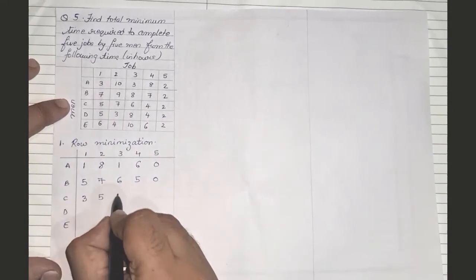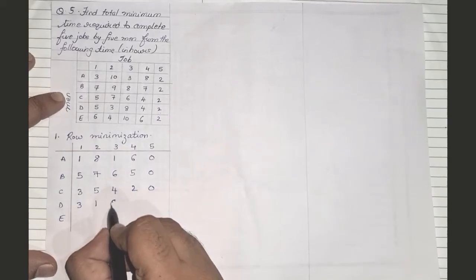Similarly in row B the lowest value is again 2, so 7 minus 2 is 5, 9 minus 2 is 7, 8 minus 2 is 6, 7 minus 2 is 5 and 2 minus 2 is 0. In the third row again the lowest value is 2, so it will be 3, 5, 4, 2 and 0. In row D the lowest value is again 2, so 5 minus 2 is 3, 1, 8 minus 2 is 6, 4 minus 2 is 2 and again 0.